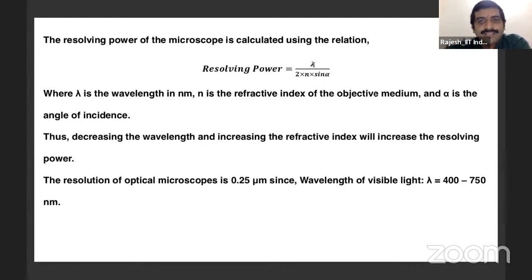Now, looking at the wavelengths, what we have for optical wavelengths is typically in the region of 400 to 750. You can see two objects separated by approximately 0.25 micrometer using an optical microscope.